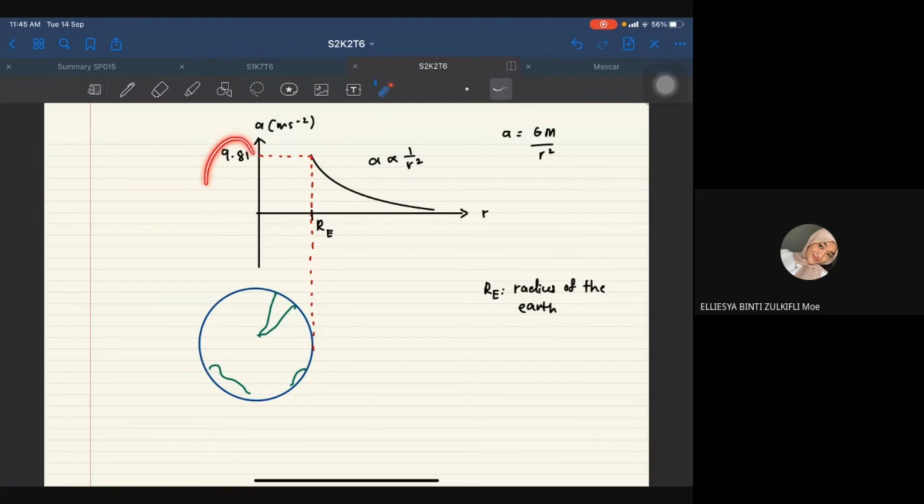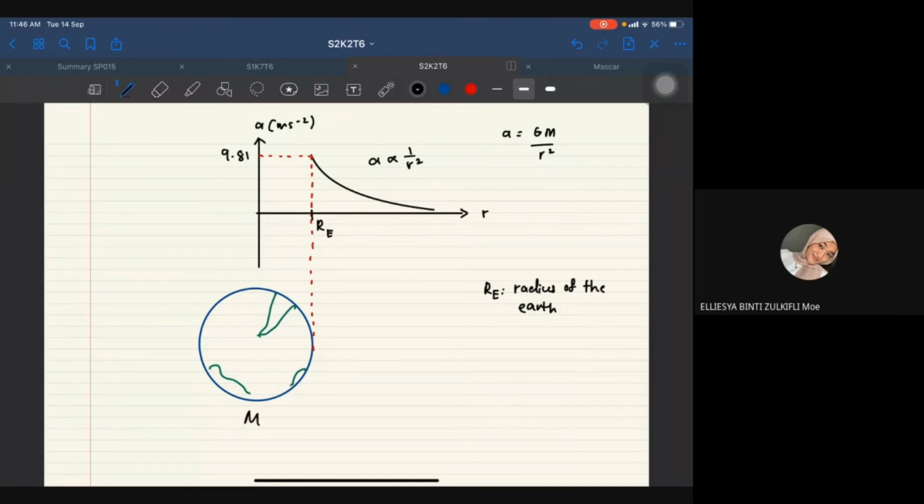So macam mana nak dapat nilai ni? Katakan kamu substitute nilai R ni dengan radius of the earth. Radius of the earth ni constant. Mass of the earth pun constant juga. Kalau kamu substitute dalam ni, kamu akan dapat 9.81 something lah. Tapi kita anggap dia 9.81. Kita bundarkan dia sebagai 9.81.